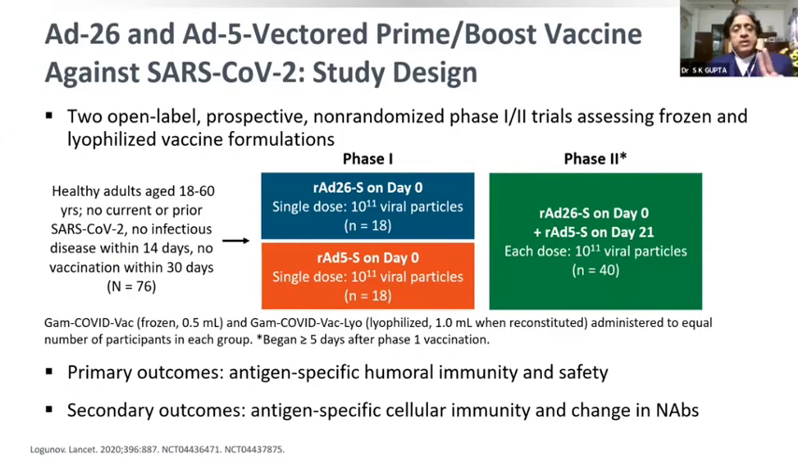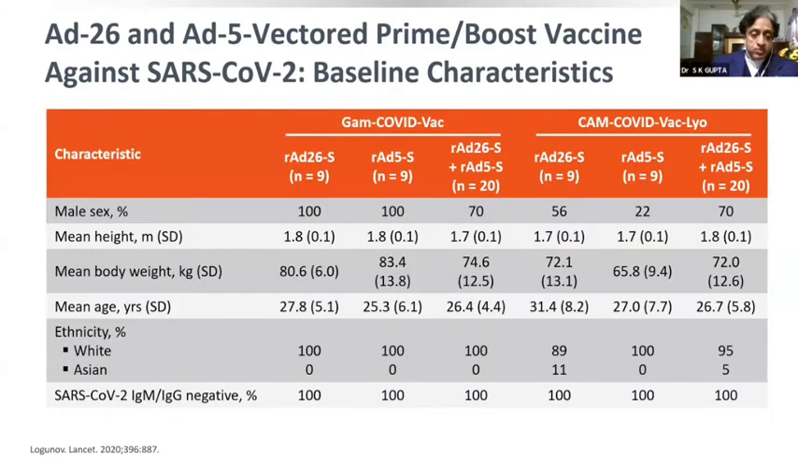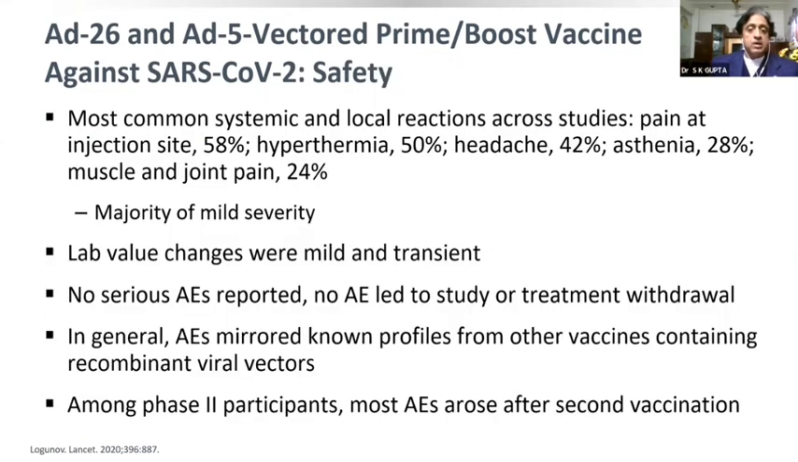Why two different vectors? Because in case the first vector is able to mount an antibody response, even if the body develops antibodies against the vector, the antibody response is already there, which is boosted by the second dose of the vector vaccine. This vaccine has been approved by Russia for limited use, and you can see there was some systemic and local reaction across the studies: pain at the injection site, hyperthermia, headache, asthenia, muscle and joint pains. The majority of people had mild symptoms, and there were no major adverse events.